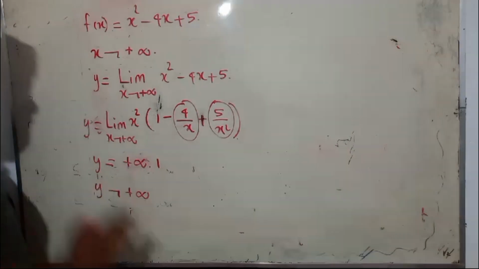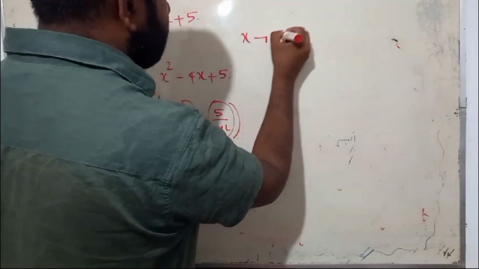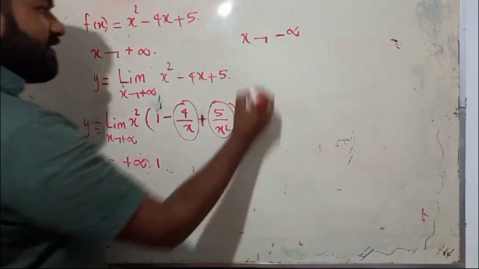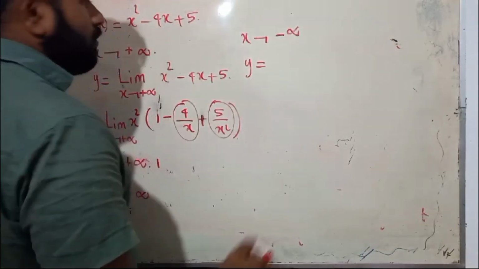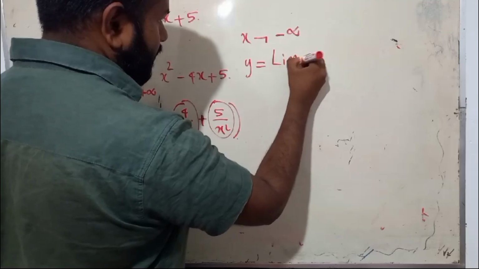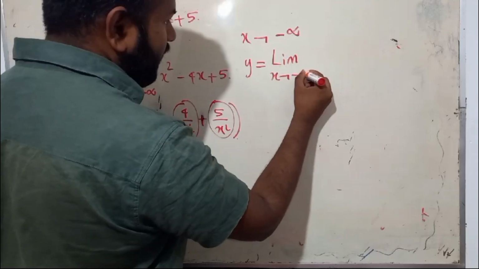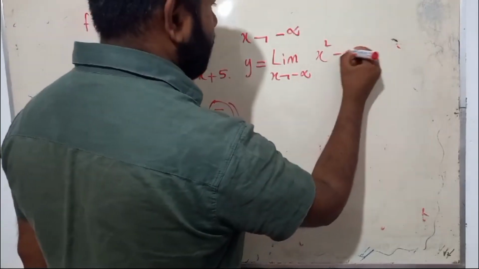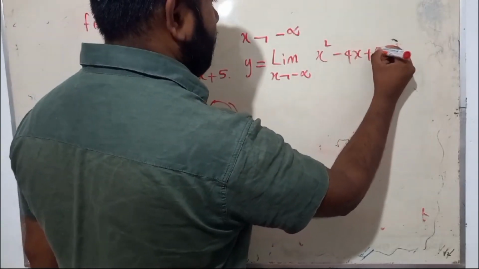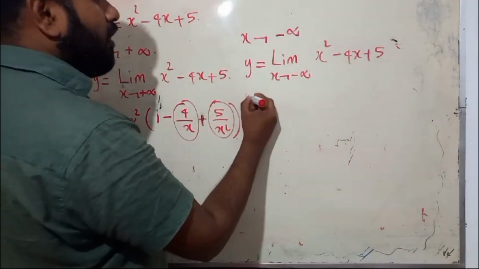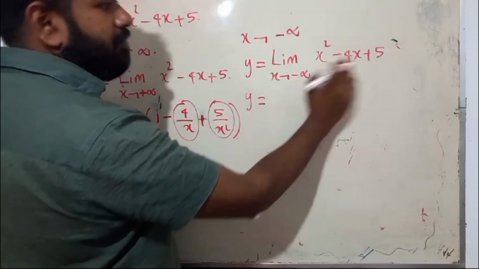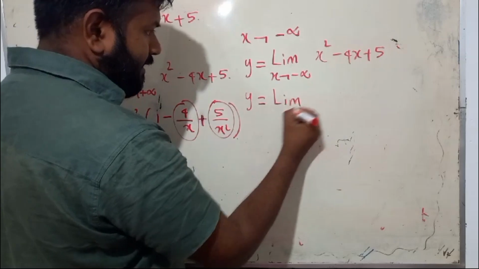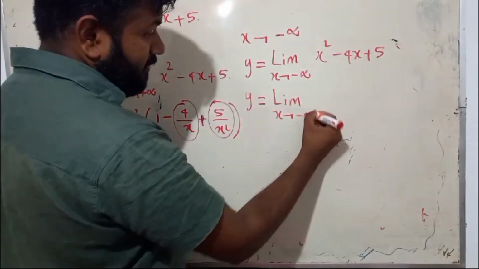Similarly, you have to see what happens when x tends to minus infinity. You have to do the same part here. y is equal to the limit when x tends to negative infinity. You have to see what's going to happen to x squared minus 4x plus 5. You have to do the same thing: take x squared as a common factor. So the limit, x tends to minus infinity.